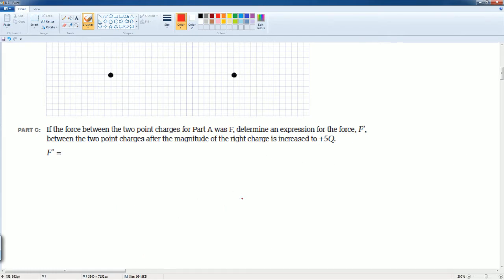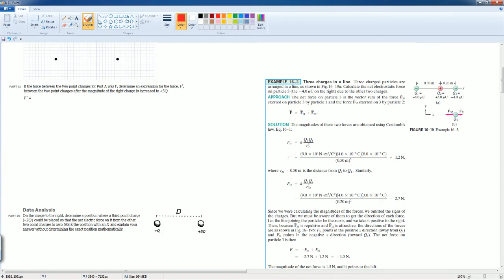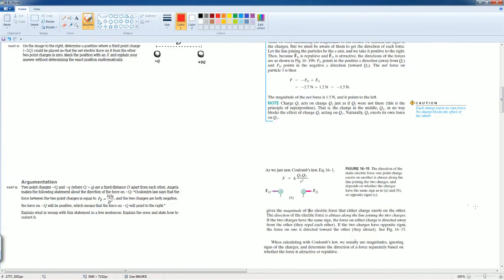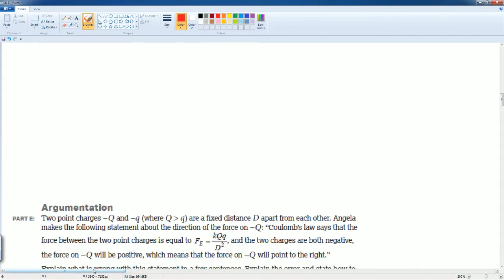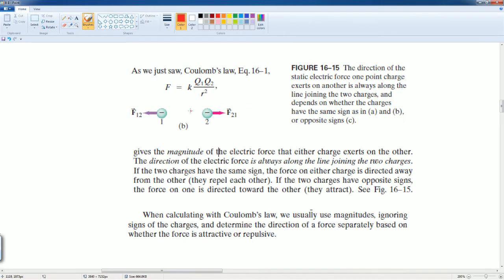If you would like to see the equation, we are referring to Coulomb's law. Coulomb's law is the magnitude, Q times Q over R squared. That is Coulomb's law, right? You can see it down here where I give you a little bit more information on Coulomb's law. The direction of the static electric forces one point charge exerts on another is always along the line joining those two charges. This depends on whether the charges are, in this case, the same, so they're going to repel each other. This gives you the magnitude. So let's use Coulomb's law.